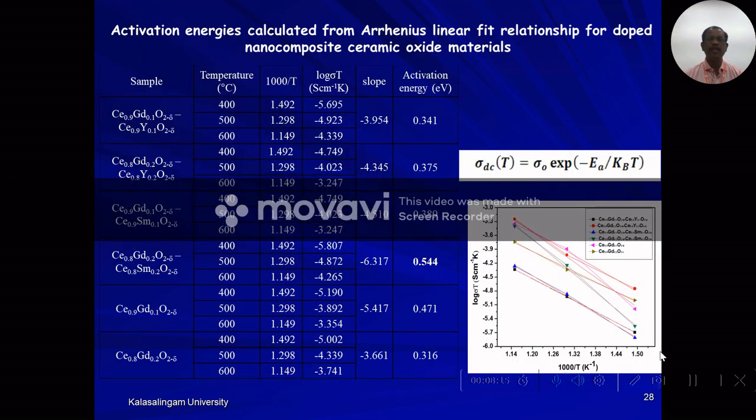Activation energies calculated from the Arrhenius linear fit relationship for doped nanocomposite ceramic oxide materials are shown in this particular slide. You can find the activation energies for the materials: 0.341 electron volt, 0.375 electron volt, 0.389 electron volt, 0.544 electron volt, 0.471 electron volt, and 0.316 electron volt. You can also find the Arrhenius linear fit diagram in this particular slide for all the materials.